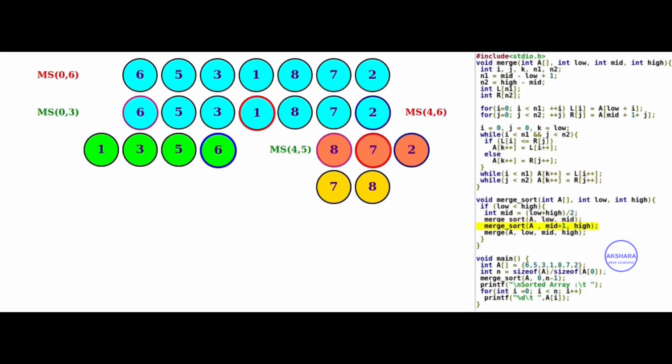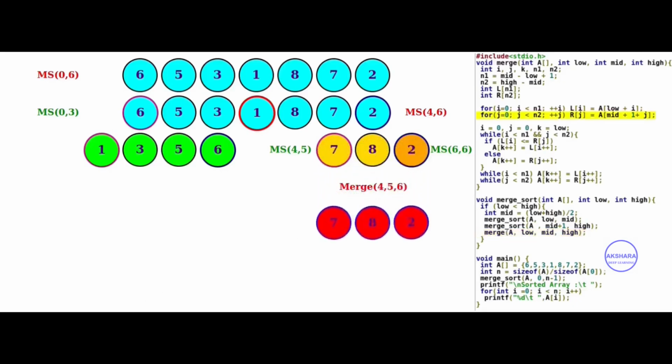Here mid is 5, so mid plus 1 means 6 to 6 will be called. Merge sort of 6 comma 6 will be called. Here the array has a single element, so this function will be terminated. So within the merge sort of 4 comma 6, the first two statements, merge sort of 4 comma 5 and merge sort of 6 comma 6, are completed.